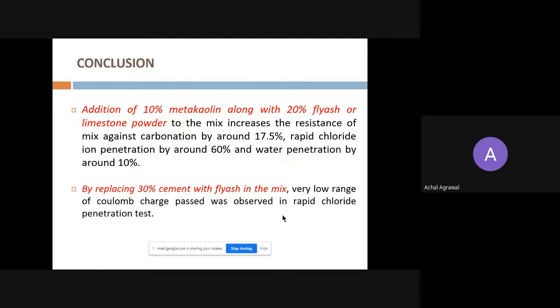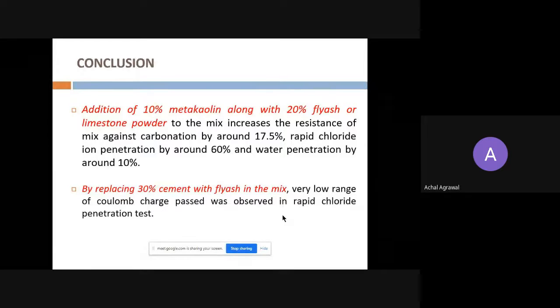Then, addition of 10% metakaolin along with 20% fly ash or limestone powder to the mix increases the resistance of the mix against carbonation up to 17%, chloride penetration up to 60% and water penetration up to 10%. So this is one kind of inference from a few papers, that if we are adding metakaolin with fly ash, then we can improve the durability parameters of the concrete.